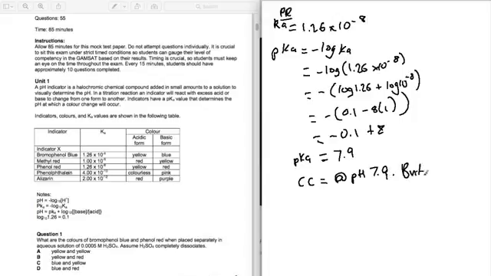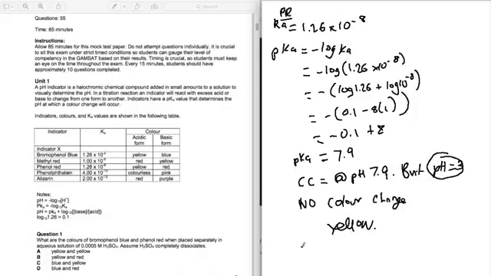But pH equals 3 as we calculated at the start, so no color change. So the pH is 3, but the color changes at a pH of 7.9. So no color change occurs, and once again, it's going to be yellow. So both indicators are yellow. So yellow and yellow, so the solution is A.